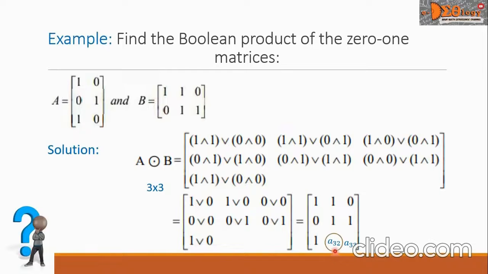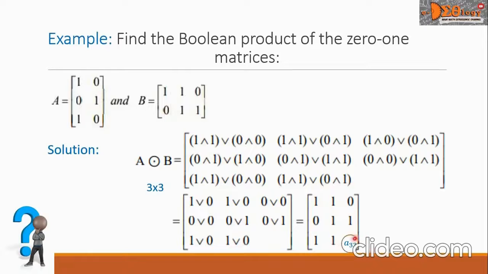Next element, A sub 3, 2. We shall consider the third row of A and second column of B. So we write here 1 and 1 or 0 and 1. 1 and 1 is 1 or 0 and 1 is 0. 1 or 0 is 1.